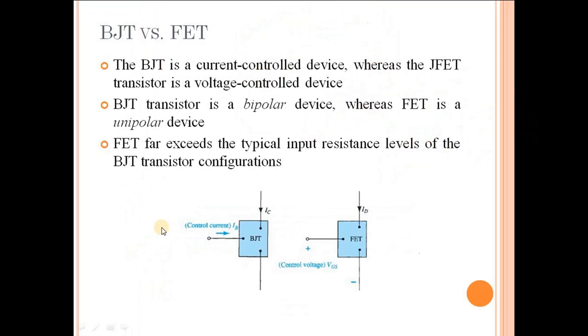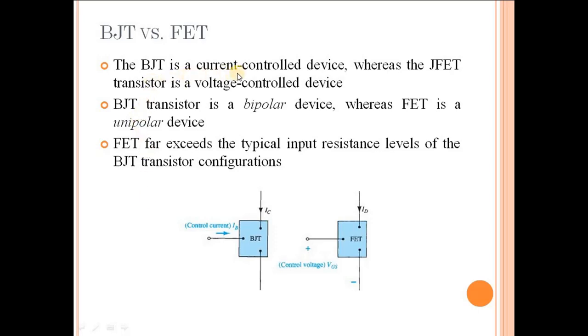So we have already discussed the 3-terminal device, which is BJT, and here we are going to discuss the junction FET, junction field effect transistor. So what is the basic difference between these two? Let us try to have a quick comparison between these 3-terminal devices.